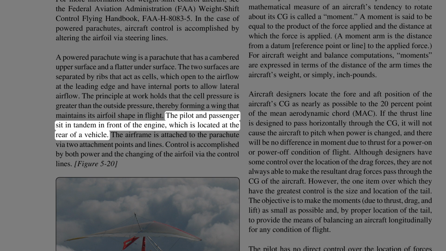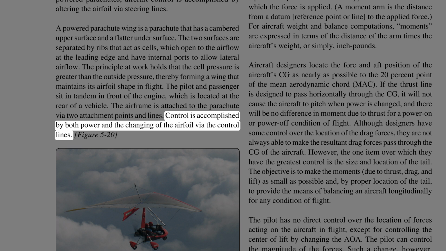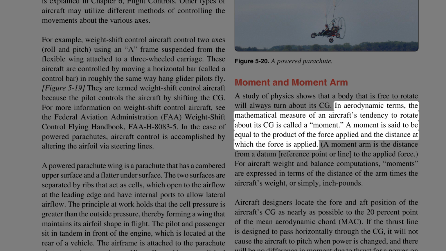The pilot and passenger sit in tandem in front of the engine, which is located at the rear of the vehicle. The airframe is attached to the parachute via two attachment points and lines. Control is accomplished by both power and the changing of the airfoil via the control lines. Moment and moment arm. A study of physics shows that a body that is free to rotate will always turn about its CG. In aerodynamic terms, the mathematical measure of an aircraft's tendency to rotate about its CG is called a moment. A moment is said to be equal to the product of the force applied and the distance at which the force is applied.